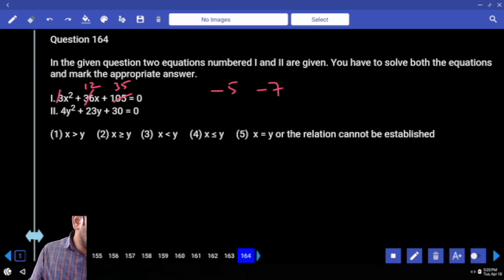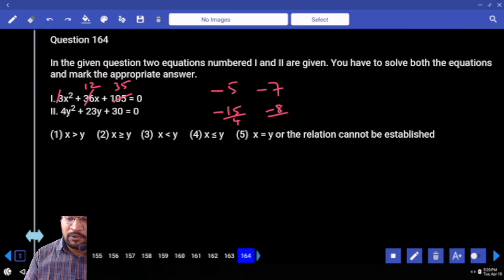Are you clear, na? Next one, 4 30 times 120. 120 23 15 8. 15 comes outside minus 15 by 8, comes outside minus 8 by 4. So now you can say confidently this is minus 2 and this is 3.75 like that. Definitely it is more than minus 5 minus 7, na? You can say y is always greater. Then x is less than y.